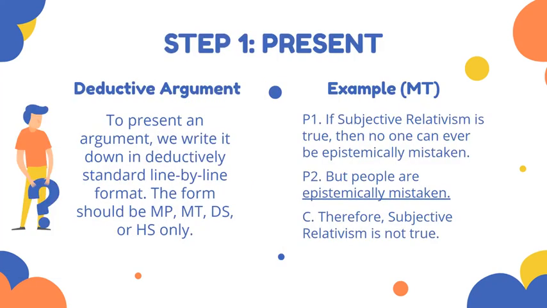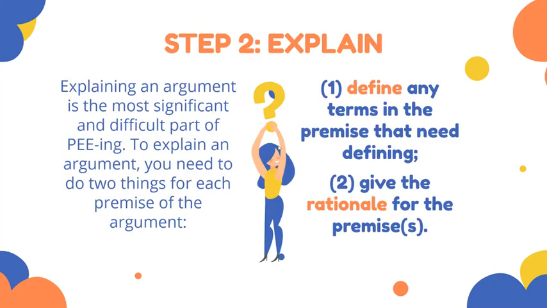So if we go back to the example, I'm guessing that for at least some of you, some of these words don't make sense. So if I were to give this argument to you or try to convince you that this is a good argument, I would need to tell you what I mean by subjective relativism and epistemically mistaken. So I should define those words, right? That's going to be the first step. We want to make sure that we're understanding what language is in use. And then I should tell you why you should think that premise is true. In other words, I'm giving a little mini argument for why each premise should be accepted by the reader or audience.